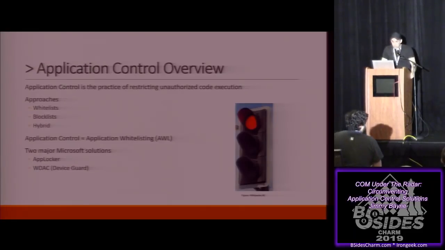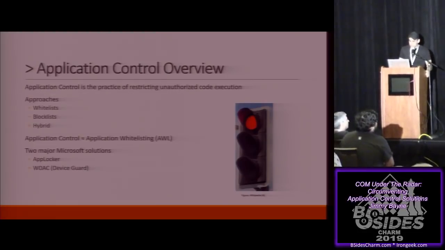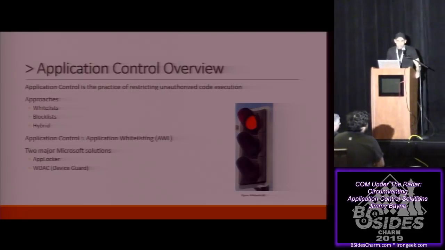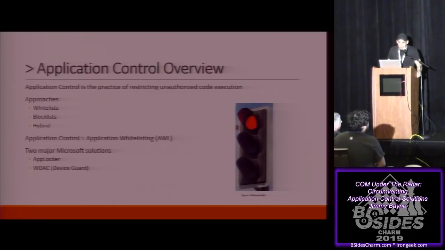All right, so what is application control? Application control is pretty much the practice of restricting unauthorized code based on some criteria or some set of rules. It can be based on a signing certificate, a publisher, or file properties like hash or extension, and even file path. The main approach for whitelisting really is three: you can whitelist, you can block, or you can use a hybrid of both. We use the term application control to really mean application whitelisting. You can still have policies that block while others allow. Colloquially, we just refer to it as application whitelisting.